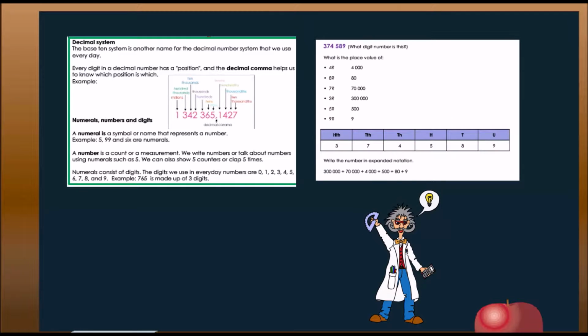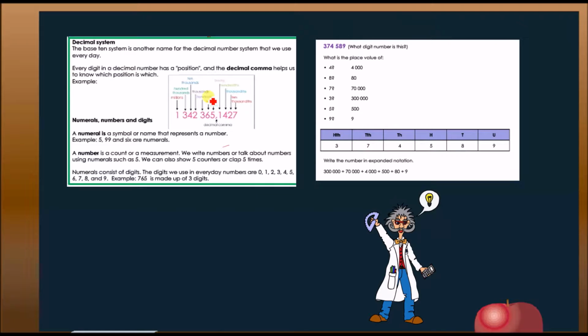Today we will be doing some revision, looking at what we did last year. Last year we had a look at our numbering system, the base 10 system. We call it the base 10 system because it consists of 10 digits. There are other base systems as well, but that is for a later lesson. Every digit in a decimal number has a position, and these positions are very important, as we will see just now.